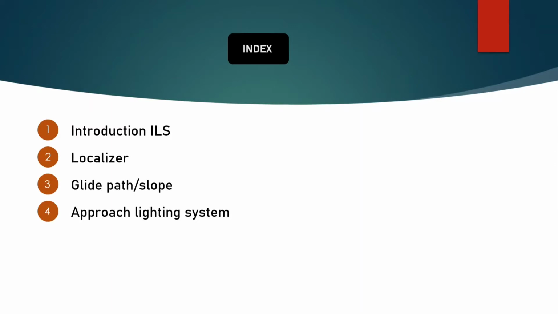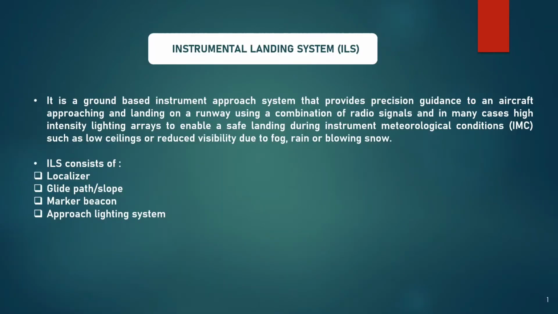In this module, we are going to study the introduction to ILS, localizer, glide path or slope, and approach lighting system. Instrument Landing System, ILS, is a ground-based instrument approach system that provides precision guidance to an aircraft approaching and landing on a runway, using a combination of radio signals and in many cases high-intensity lighting arrays, to enable a safe landing during instrument meteorological conditions (IMC) such as low ceiling and reduced visibility due to fog, rain or blowing snow.